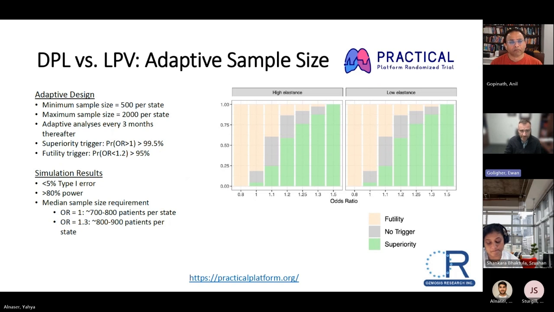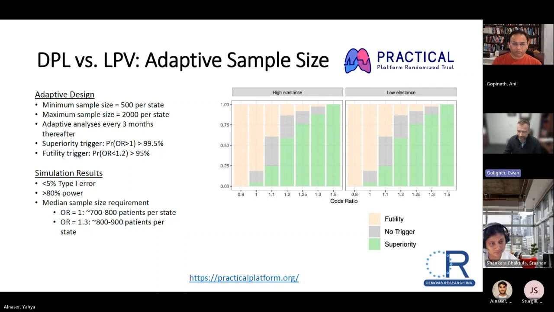And once we hit that minimum of 500, we'll start doing adaptive analyses every 3 months. The superiority trigger to reach a conclusion to stop the trial is the probability that the odds ratio for ventilator-free days greater than 1 is over 99.5%. And the futility trigger is the probability that the odds ratio is less than 1.2 over 95%.